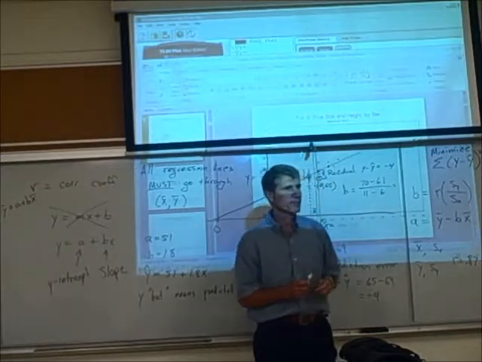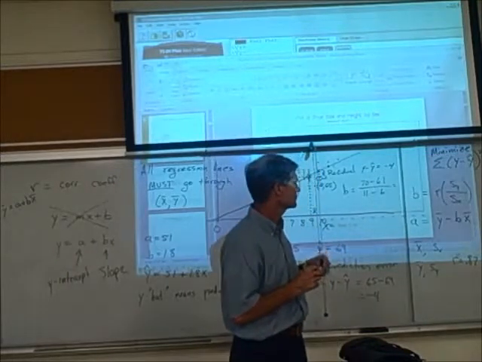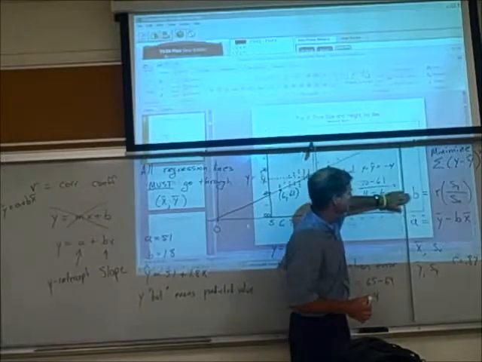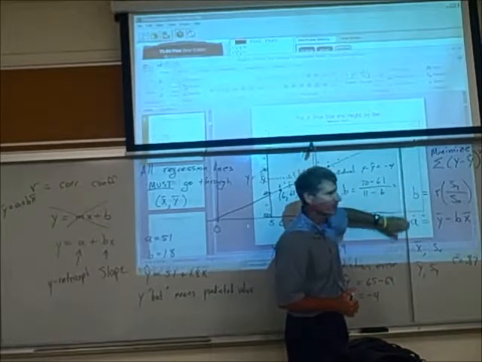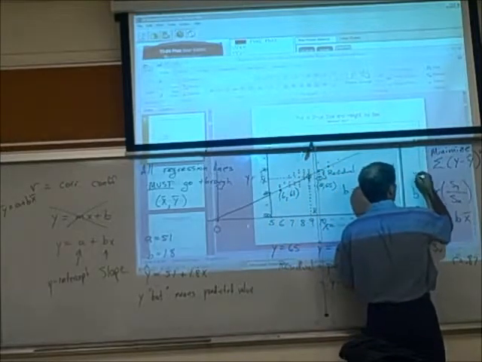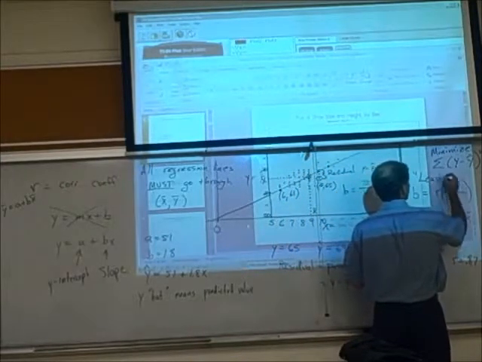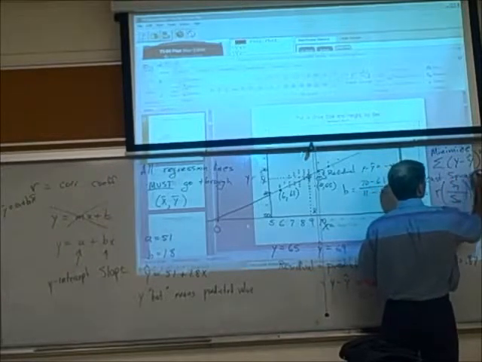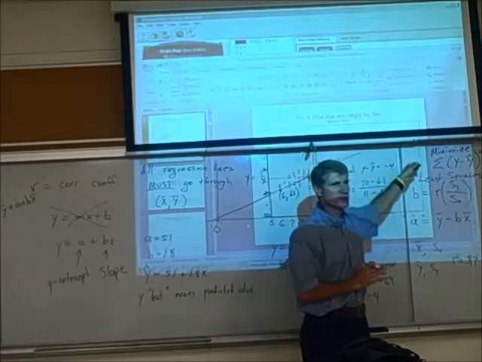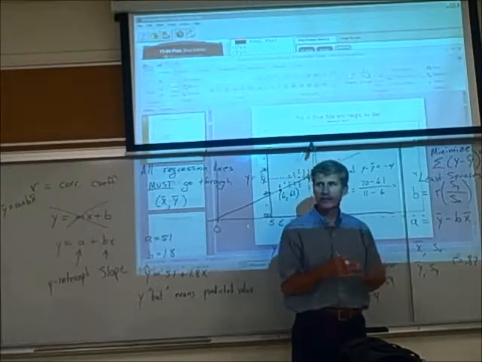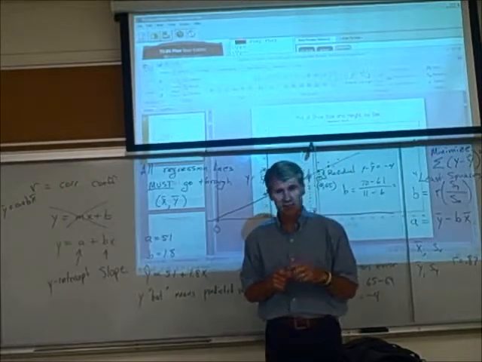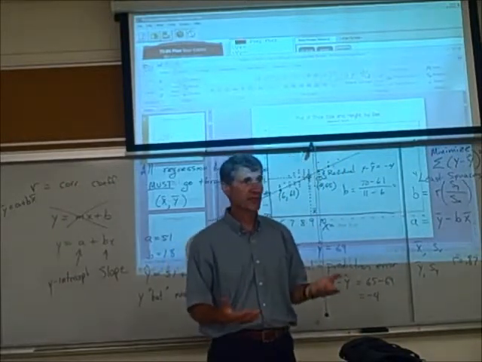Yeah? Why would you use the minimize sum of those again? That's just the method that we use to find a formula for B and A. Oh, okay. And I forgot to mention, that's known as the, quote, least squares method. I've got the squares of the residuals, and I'm trying to minimize that. So the least squares. And there are other ways that regression lines are fit.